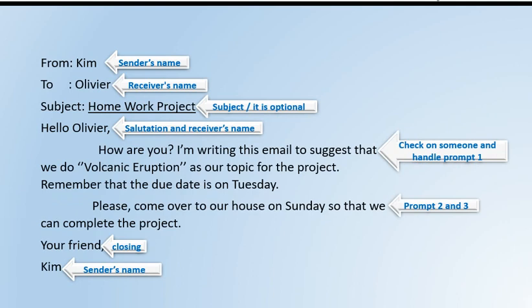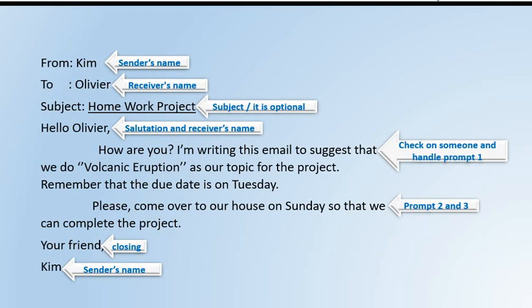Here we go. You put From, colon, you put your name as the sender, Kim. Then To, you put the name of the receiver. It is always indicated in your question. Then we said that subject is optional. You can either put it or not. There's no problem if you leave it out. Then you go straight to salutation.